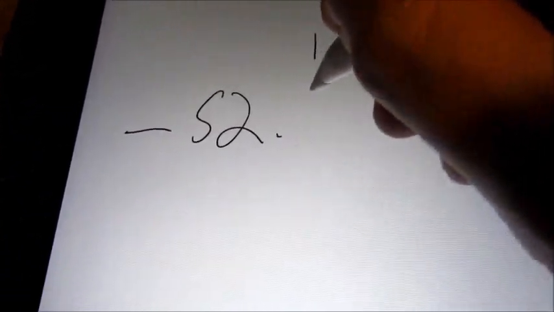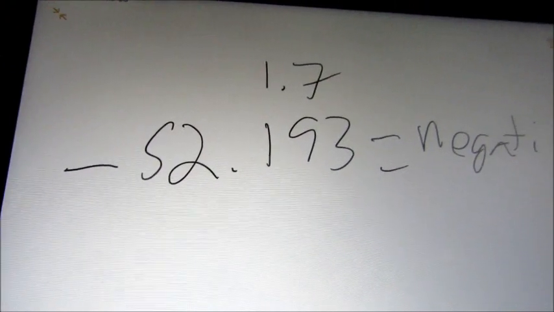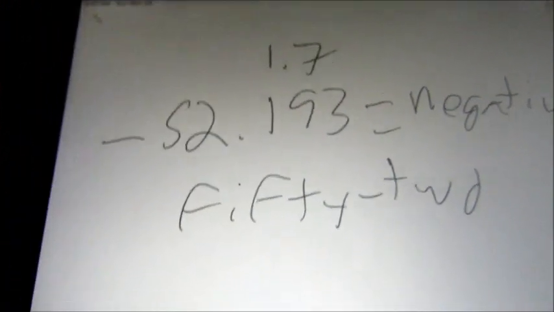Hello class, in 1.7 we're going to deal with decimals. And some of the first are going to be just like we did in the very first section where you have to write the number out as words. So let's say we have negative 52.193. So the way we have to write this is we're going to write negative and then 52, just like we did before.